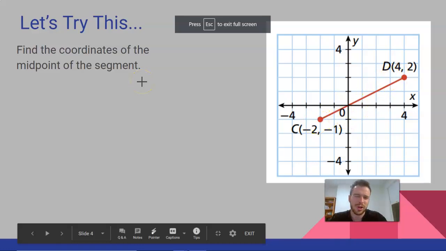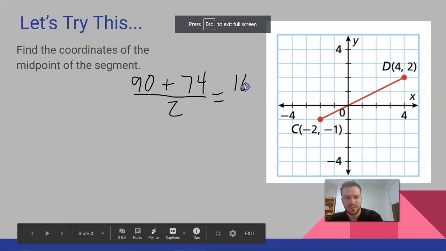If you're trying to find your test average, like let's say you made a 90 on a test and you made a 74 on a test, and you're like, that's not a great grade, I wonder what my average is. What you would do is take the 90 and 74 and add them together, and you divide that by 2. Well, you get 164 divided by 2, which would give you 82. So that's the average, that's the number right in the middle of those two scores. So the same thing works when you're trying to find the midpoint.